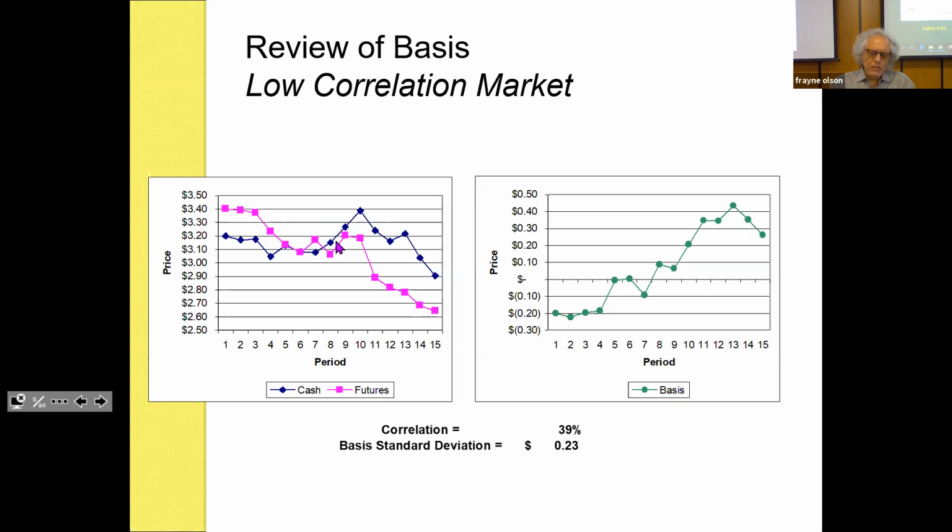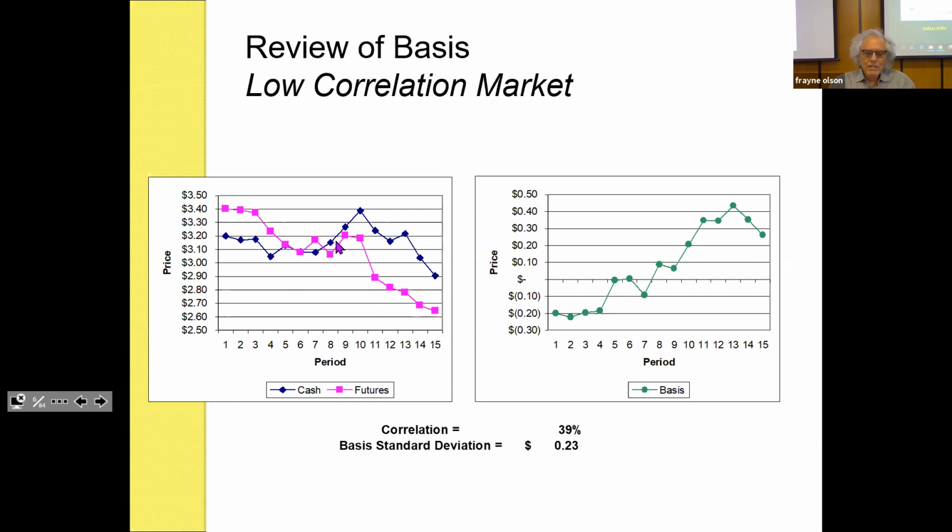Generally, people like to say, if the correlation is less than 0.7, it's a bad hedge and you shouldn't pursue it. So we're pretty comfortable promoting hedging, but I just want to recognize that if I have a correlation of 0.8, that means 20% of the variability in prices is explained by the basis. So basis is really important.